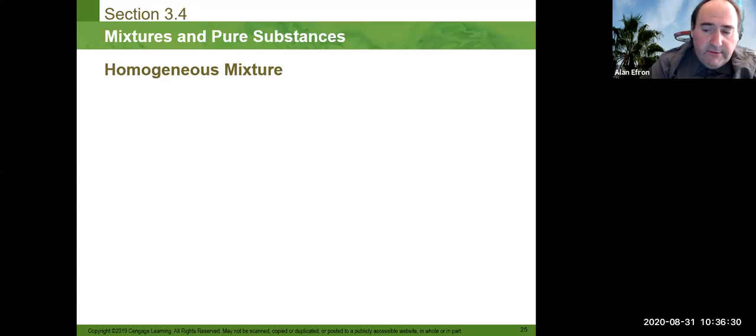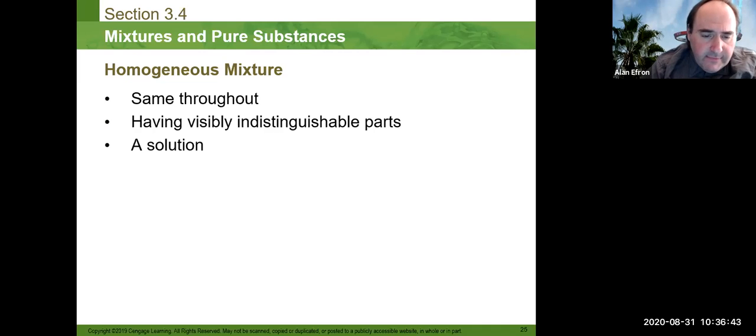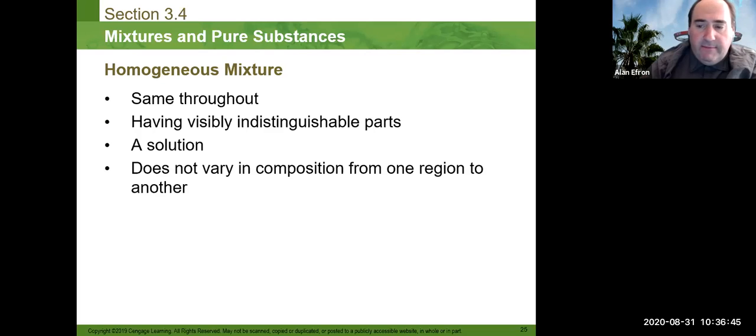So let's talk about mixtures. There are really two types of mixtures that I think we touched upon last time at the end, but here let's officially talk about it. The first type is a homogeneous mixture, which is thought of as being the same throughout. After sufficient mixing, when you look at a homogeneous mixture, it has the appearance of just being one thing. It looks exactly the same throughout.